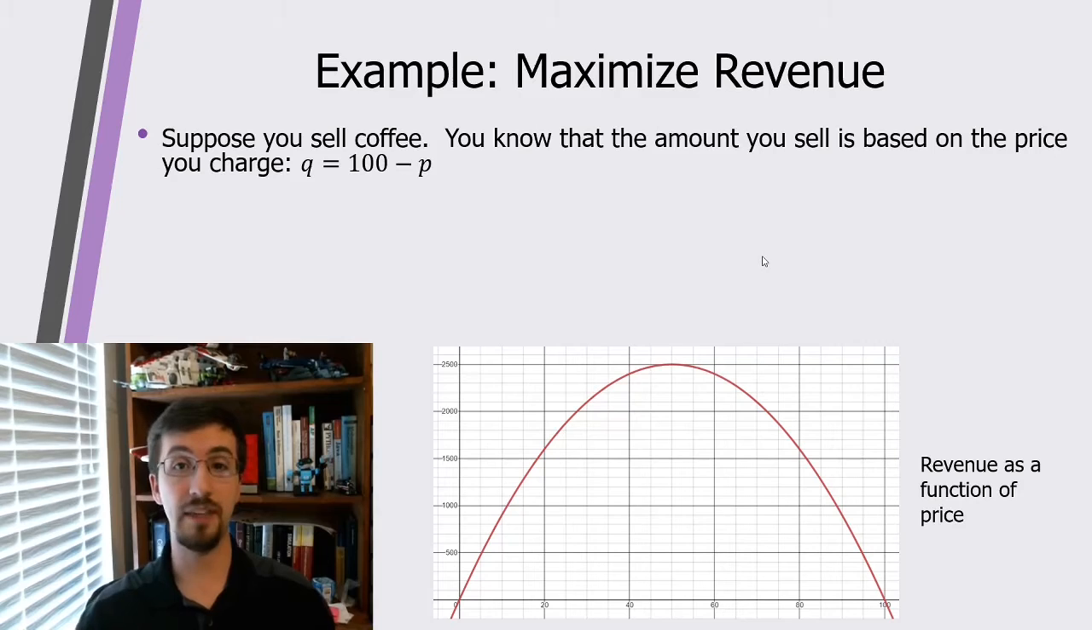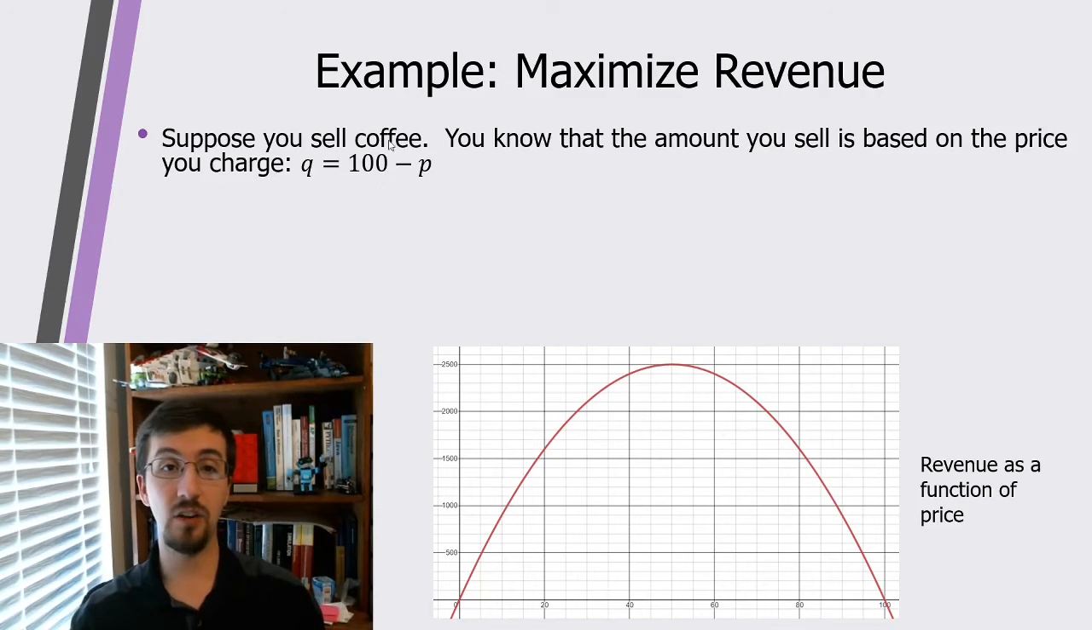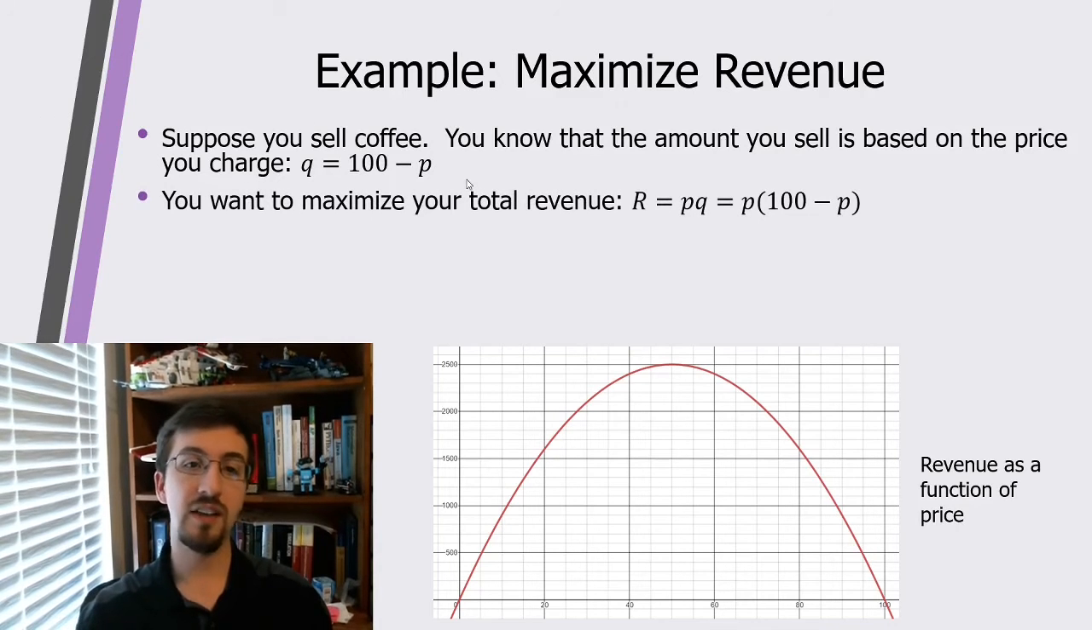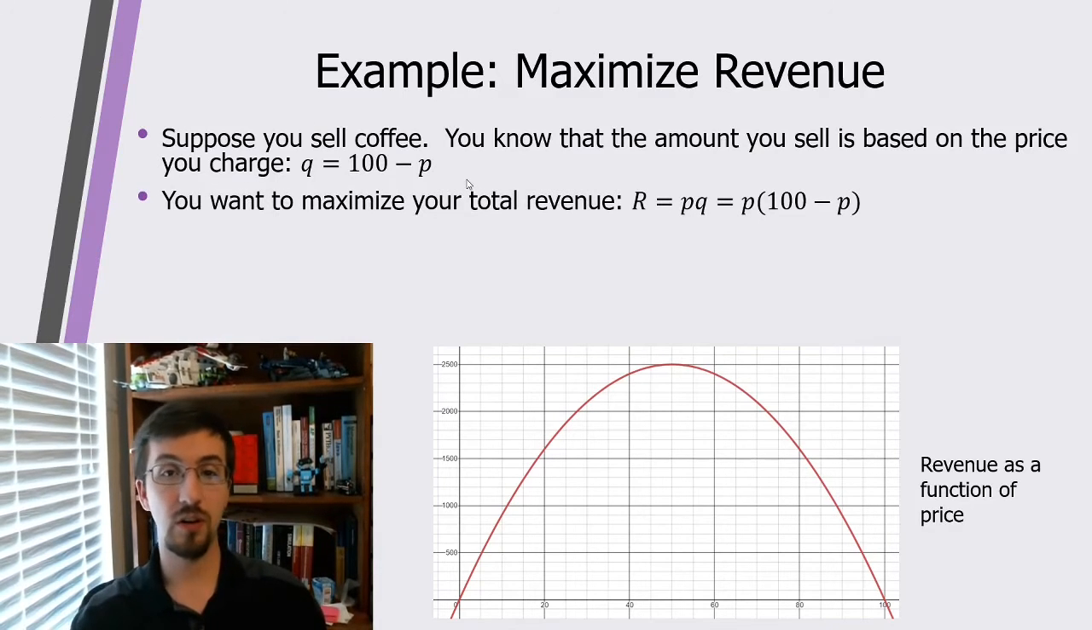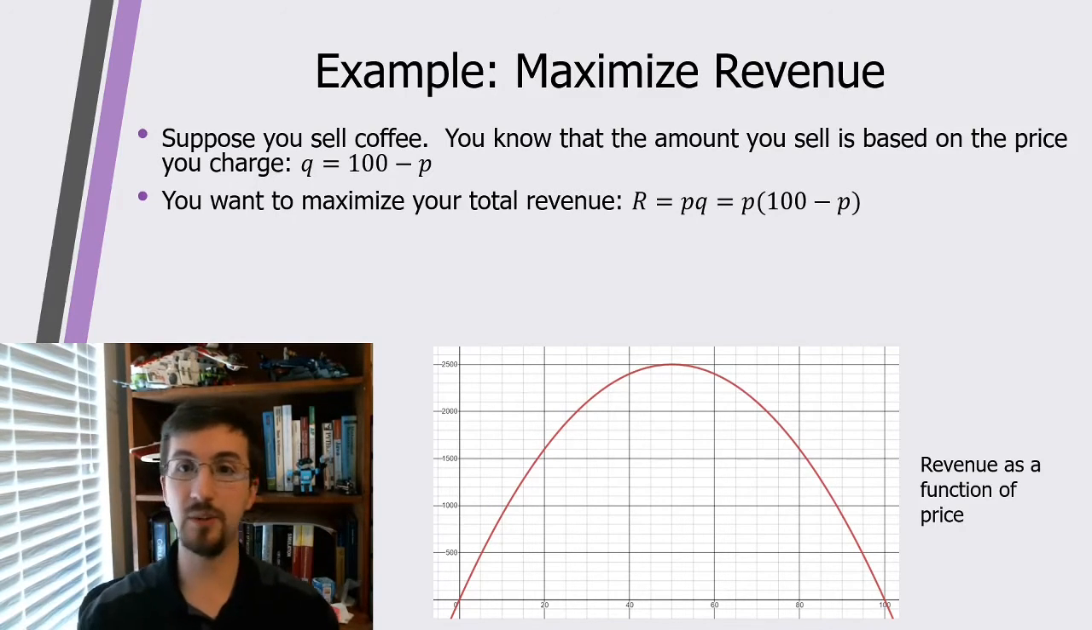Suppose you're selling coffee. You know the amount you can sell is based on the price you charge. So Q is your quantity that you sell, and the quantity is 100 minus whatever price you charge. And you want to maximize your total revenue. Revenue is price times quantity, right? It's the price you charge times how many you can sell. And you can sell based on the price, 100 minus P.